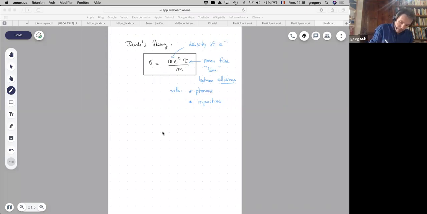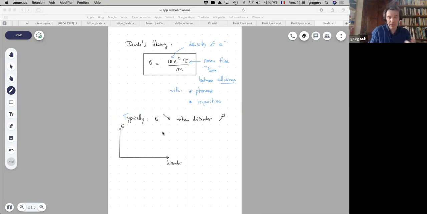So that means that typically sigma will decrease when the disorder increases. Disorder here means impurities basically. So you could expect two types of different behaviors, especially when you are a statistical physicist. When you plot sigma as a function of the disorder, I'm plotting here sigma as a function of the strength of the disorder.